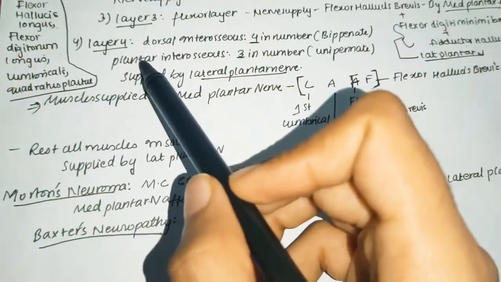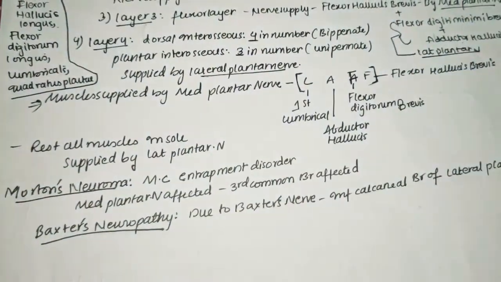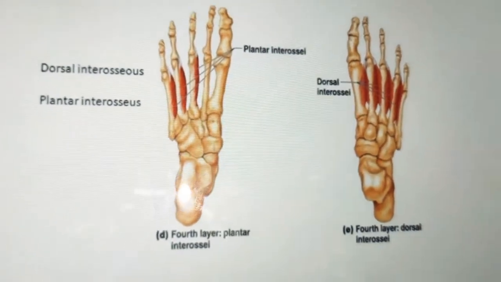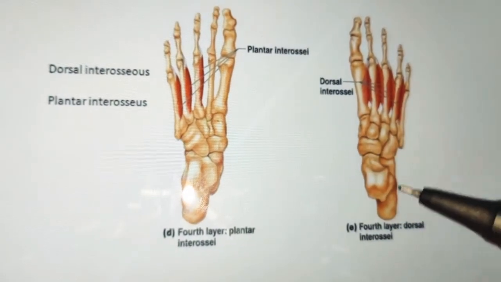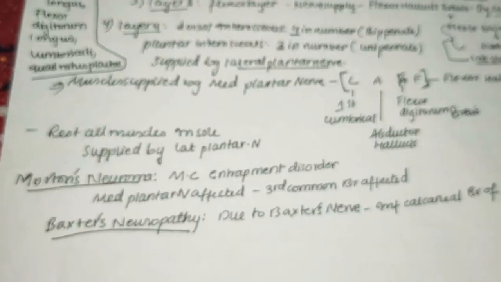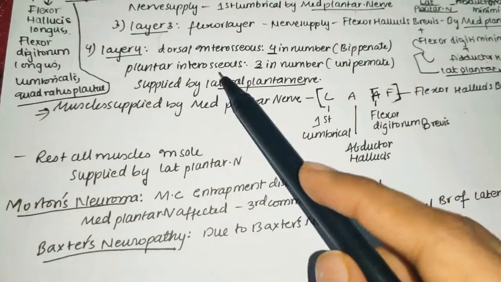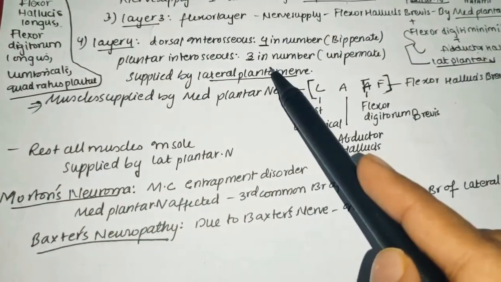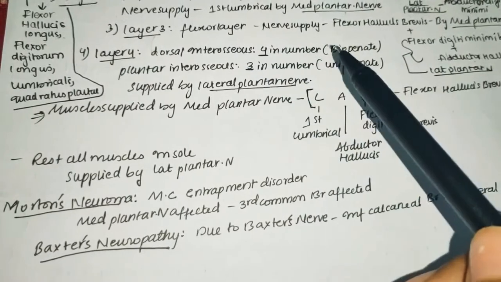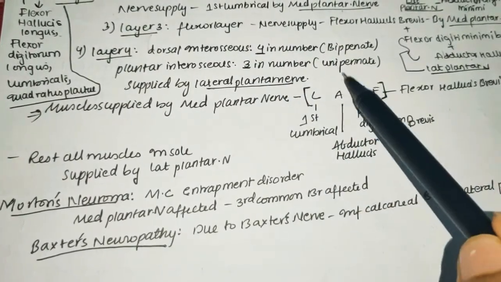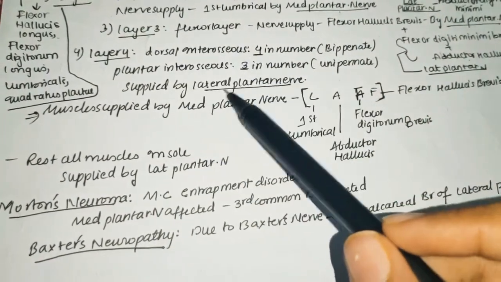Now let us come to the last layer, that is the fourth layer. In the fourth layer you have mainly the plantar interossei and the dorsal interossei. Dorsal interossei are 4 in number, plantar interossei are 3 in number. Dorsal interossei are bipennate, plantar interossei are unipennate, and these are supplied by the lateral plantar nerve.